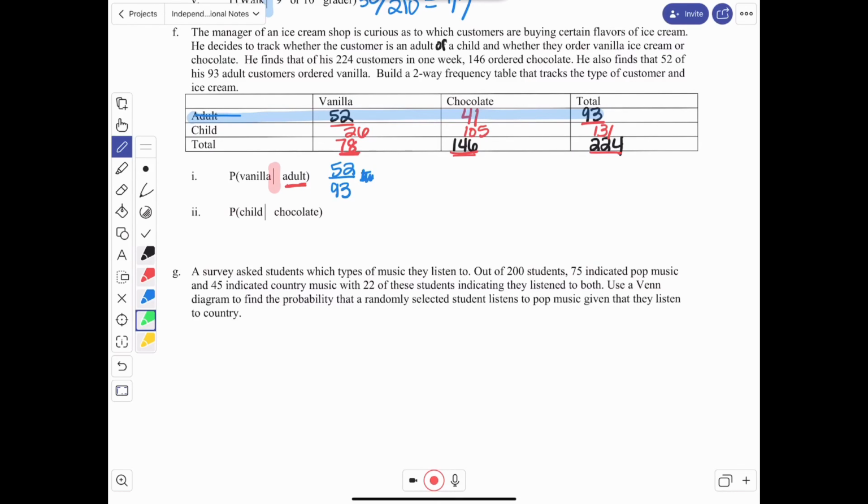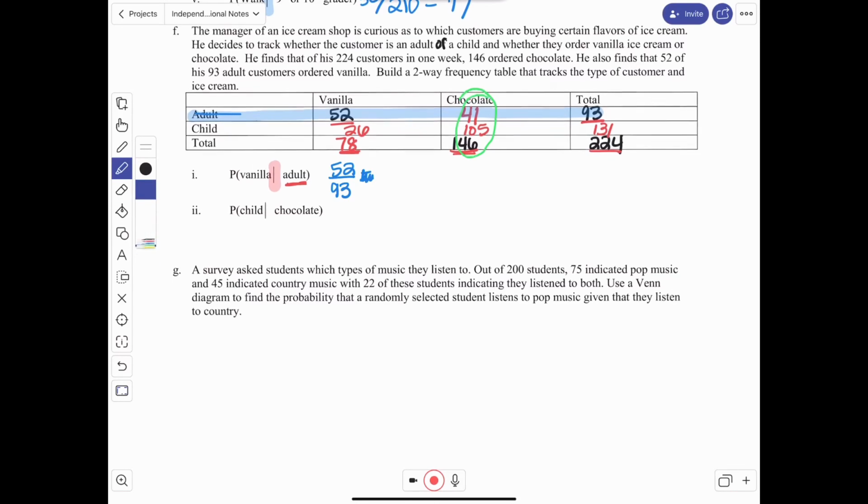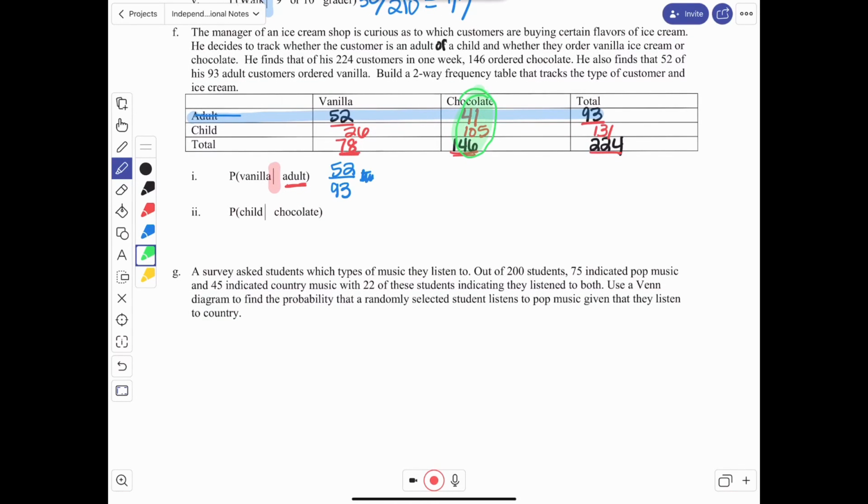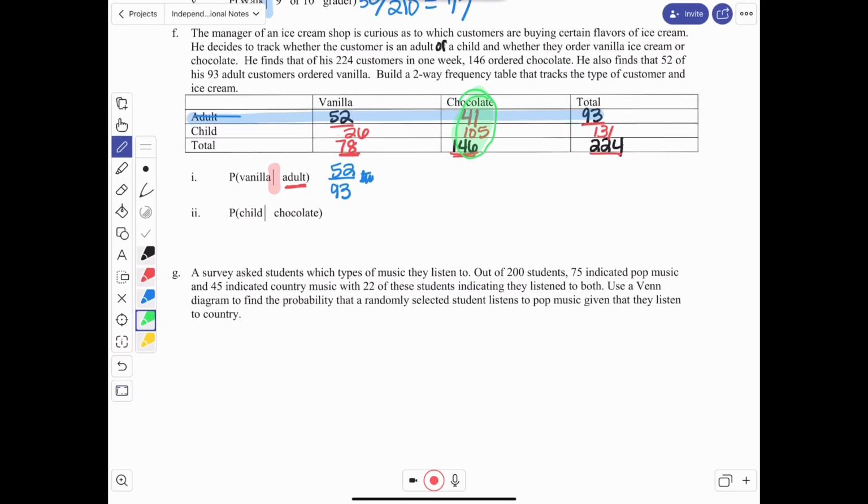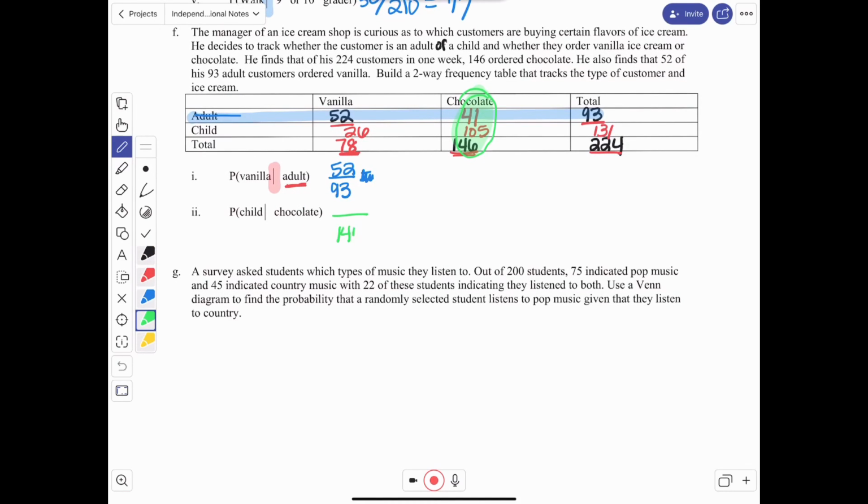All right. So then if I switch gears here, probability that it's a child given that it's chocolate. So given that it's chocolate, I'm focusing on this one. I'm going to do my highlighter again. So I'm focusing on this. So my bottom number is 146. Then I look at the child intersection in that. So 105. 105 out of 146.